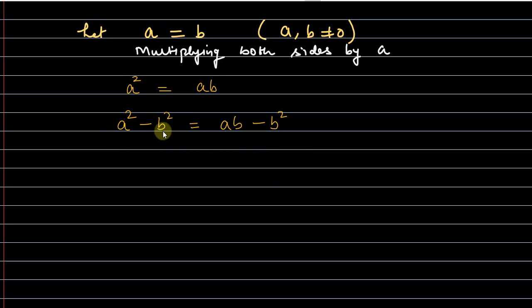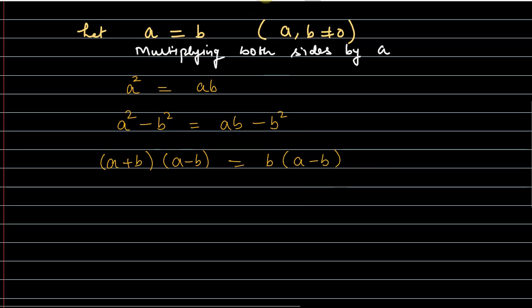Now further, the LHS part we can factorize. We can write this as (a plus b) times (a minus b), and the RHS we can also factorize by taking b common. That will be b times (a minus b). Now we can cancel out the common factor one time, and what will be left with us is a plus b is equal to b.